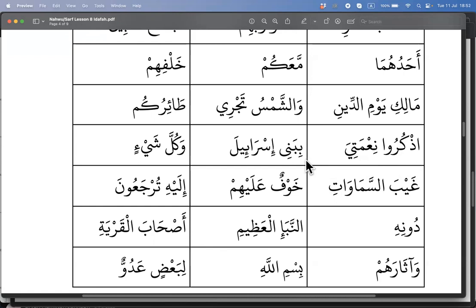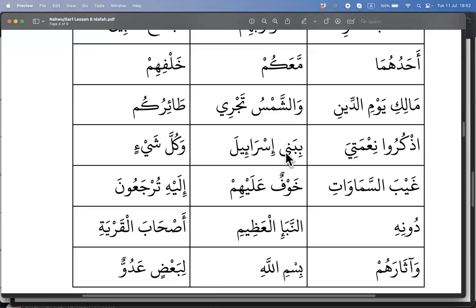Next one. Bibani Isra'ila. B and Bani. Yes, B and Bani, I think. Okay, so B and Bani is a different fragment, the sila. Yes. So Bani, is this light or heavy? Light. What's the heavy version? Banina. Yes, correct.